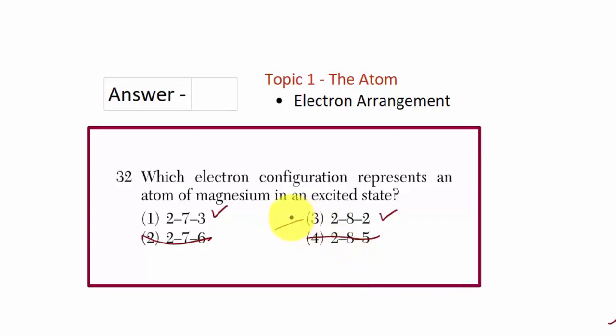Now, representation 3 is the actual electron configuration of the ground state. So you can see in answer number 1, we've taken one of the electrons from the second energy level and promoted it to the third energy level. This is an excited state representation of the magnesium atom. So our answer is 1.